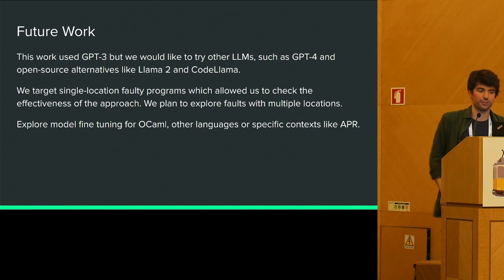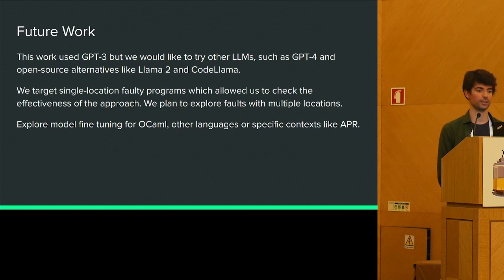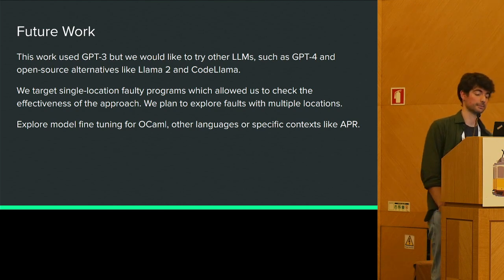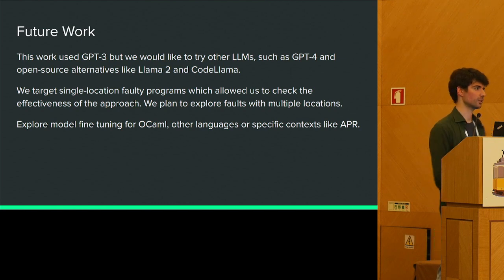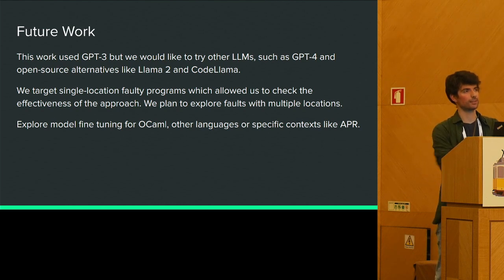And to finalize, for future work, we would like to experiment with other large language models, for example, GPT-4, but especially open source alternatives that are coming out and are especially powerful, like Llama 2 and Code Llama from Meta. We would like to expand this work for type errors that need fixing in multiple locations, that need some restructuring of the technique. We focused on mostly single location bugs for now, to validate all this. And we would also like to explore model fine-tuning, either for OCaml, other languages, but especially specific contexts, like fine-tuning models for program repair, for example.